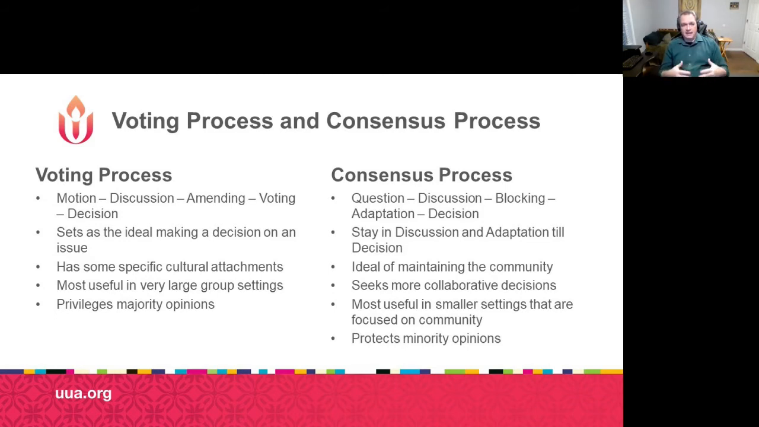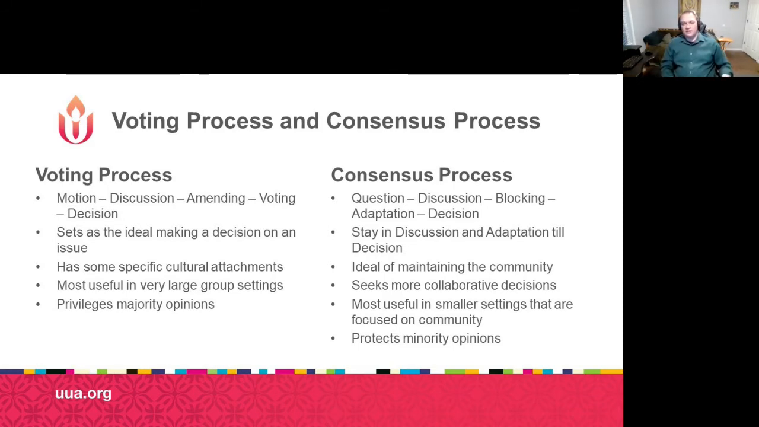There are ways to manage that and limit that. We're going to talk about consensus process in a few minutes and a hybrid of the two. Voting process is most useful in very large group settings because when there are so many people, utilizing a formal process can be effective. Whereas consensus process, which we'll get to in a minute, makes getting to a decision harder, in that the larger the group, the harder it is to get to a decision, is what I think I'm trying to say there. And it privileges majority opinions.